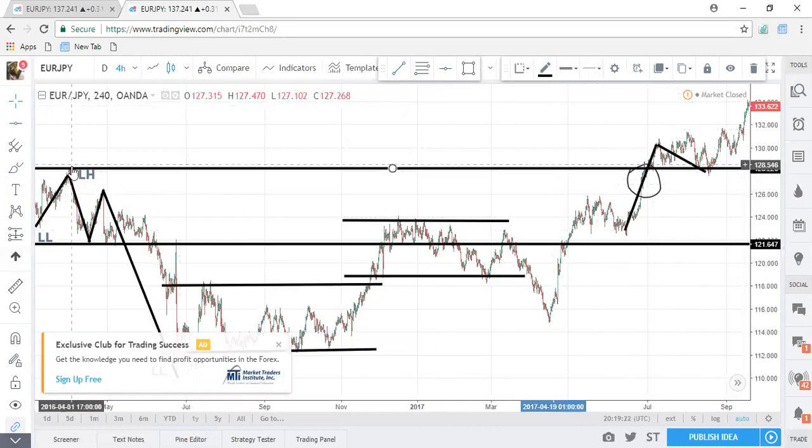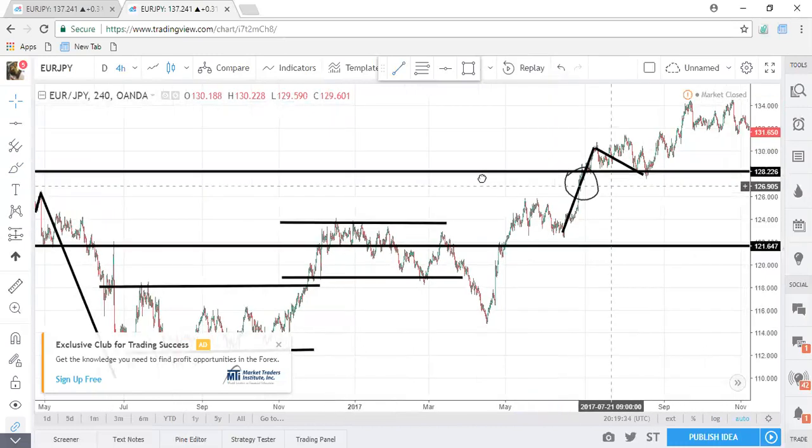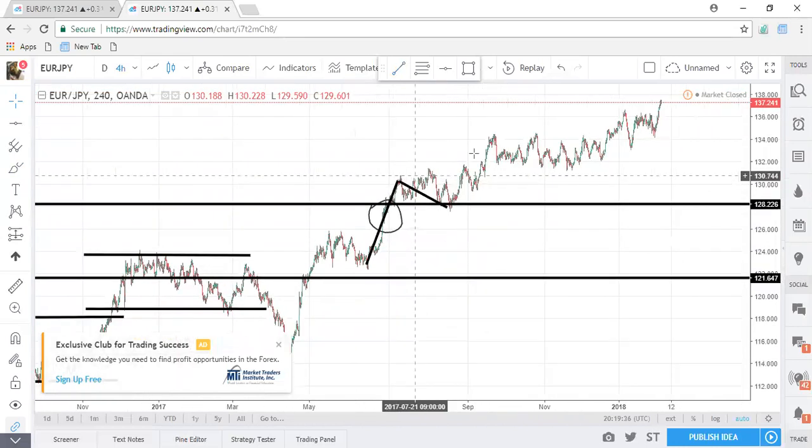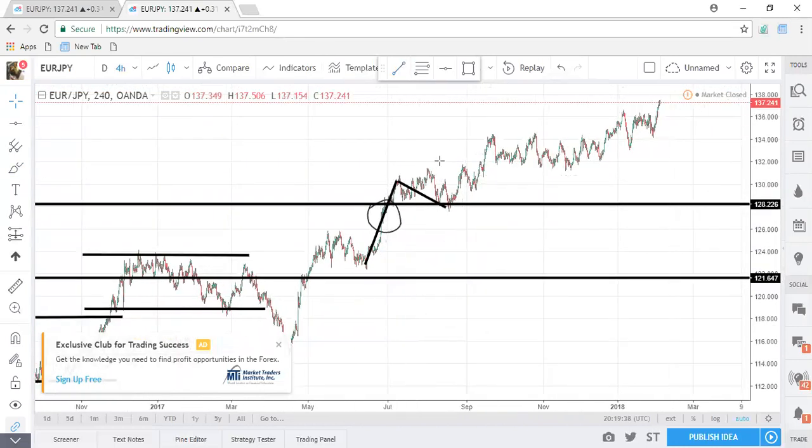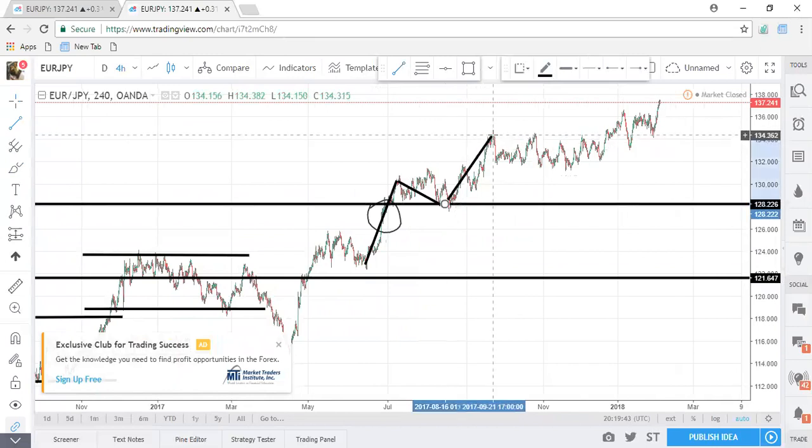Resistance is your roof. This was its roof when it was in the overall downtrend. Now we're at a level of support. This is my floor. So boom, it hits that level of support, and what do we get? We get a continuous uptrend. So overall, we're going up. We're forming higher lows and higher highs now.